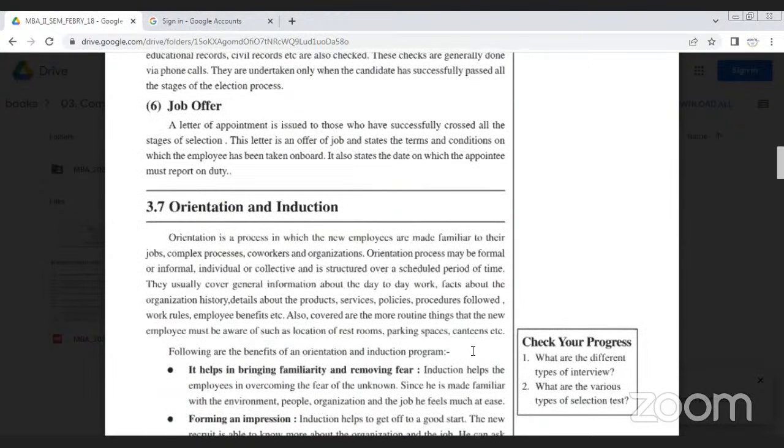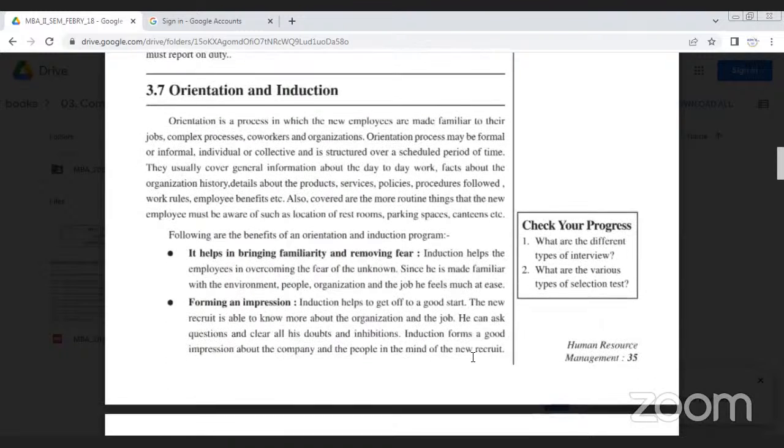Next, job offer. A letter of appointment is issued to those who have successfully crossed all the stages of selection. This letter is an offer of a job and states the terms and conditions on which the employee has been taken on board. It also states the date on which the employee must report for duty.